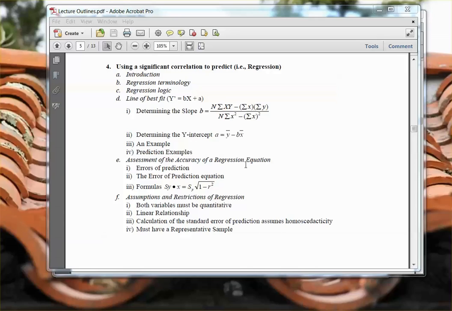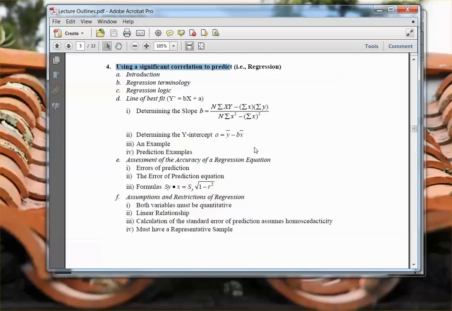Okay, in this video, I'm going to explain how to do regression by hand. Where we are is we have determined that we have a significant correlation. You're only going to use a significant correlation to make predictions, because if it's not significant, then it's not going to be a very good predictor.